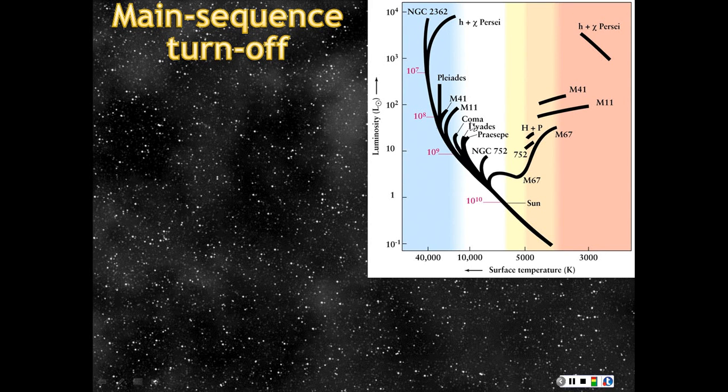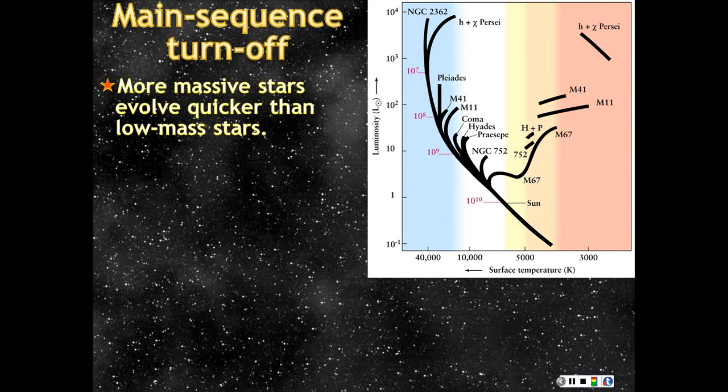So you can see that these Coma, Hyades, Chrysepi, they are all having turn offs right around here, so a little more than 1 billion years old. And here we have this one that is M67, which is even older, and then when the sun gets to here, that's when it would be 10 billion years old.